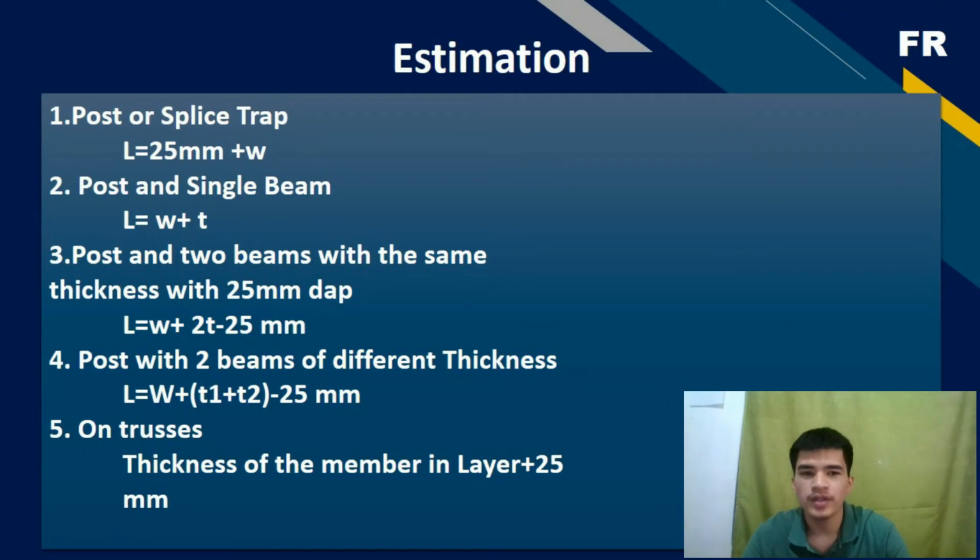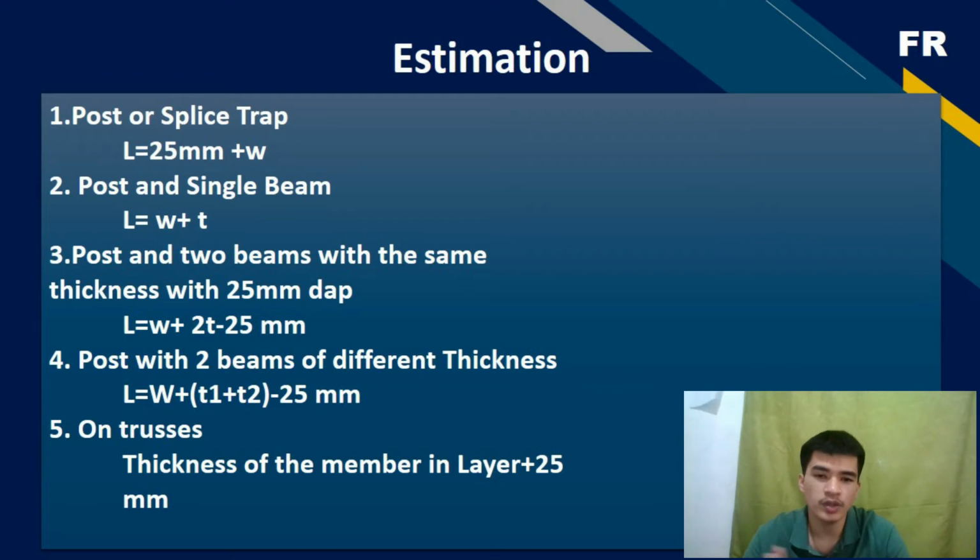Now, when you're estimating the length of the bolt, it depends on the situation. So if there's a post or splice strap involved, the length would be 25 millimeters plus the width. And for the post and single beam, it would simply be the thickness and the width.